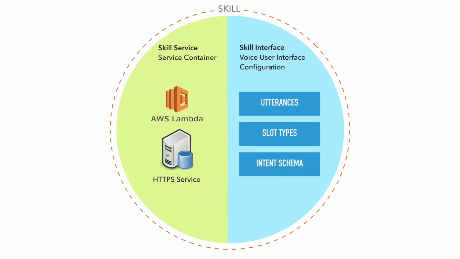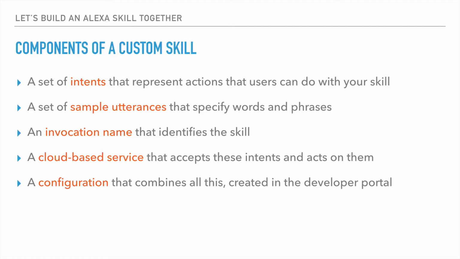Now, an Alexa skill is broken into two parts. There is a skill service, and this is running inside of a service container like AWS Lambda. It can be an Azure function. It can be an HTTPS service. Most of the time, AWS Lambda is where they live. Then on the other half of the skill equation, there is a skill interface. This is the voice user interface configuration you do. These are utterances, slot types, intent schemas. I'll explain what those mean in a bit.